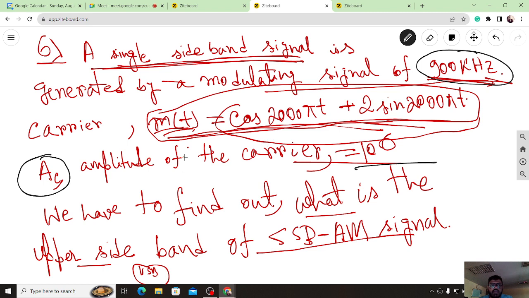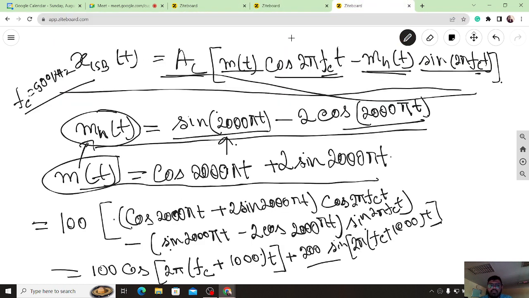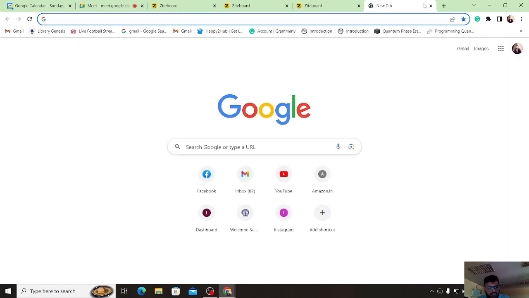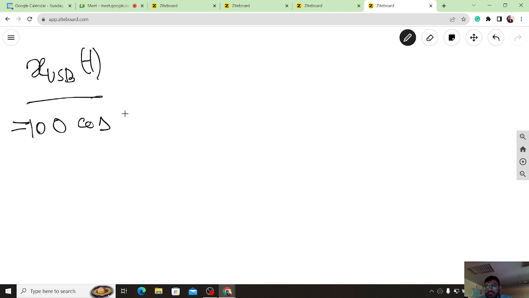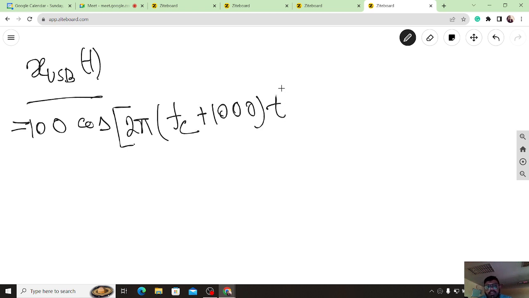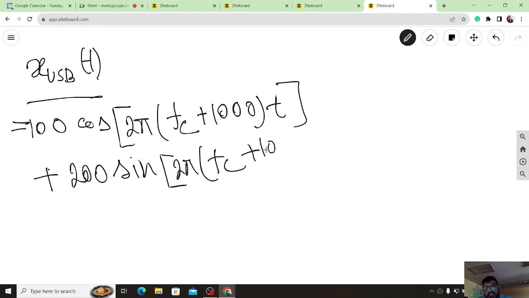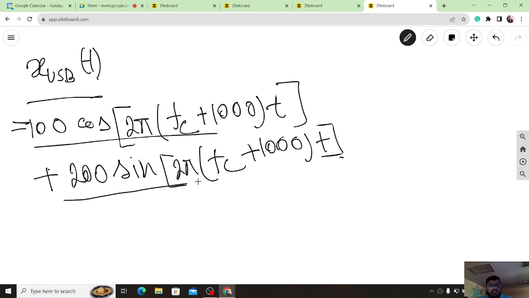So let me write the answer here. The simplified answer of x USB or LSB is 100 cos 2 pi fc plus 1000 t plus 200 sine 2 pi fc plus 1000 t. And fc is here like 900 kilohertz.